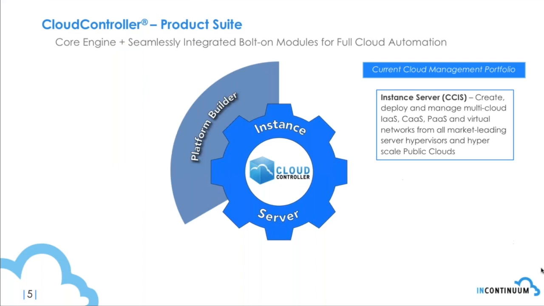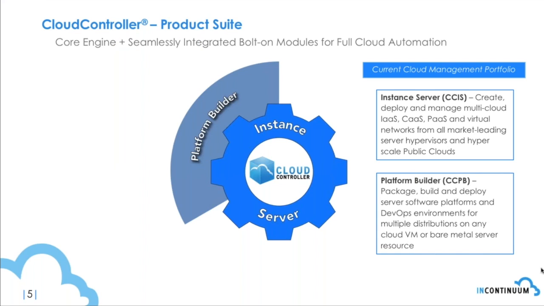We also currently offer a bolt-on product to CCIS called the Platform Builder, which allows you to package and build customized Linux server distributions that are ready for DevOps. We say ready because we will have a DevOps interface on CloudController in the second half of 2017 that will offer much more automation and orchestration capabilities. These two products in our cloud management portfolio are currently available and have been shipping for a long time.